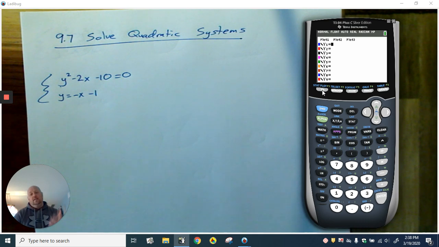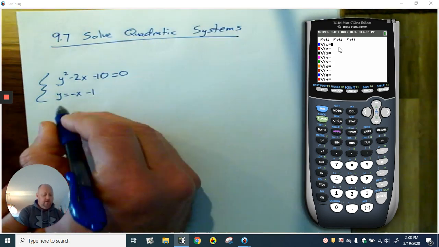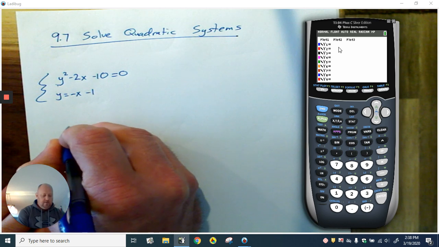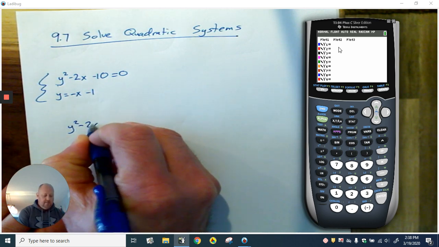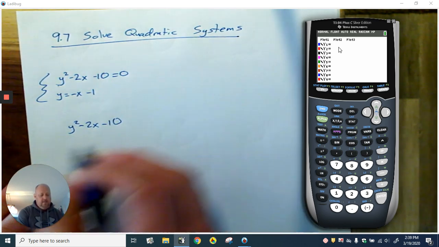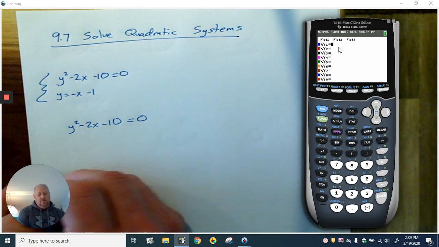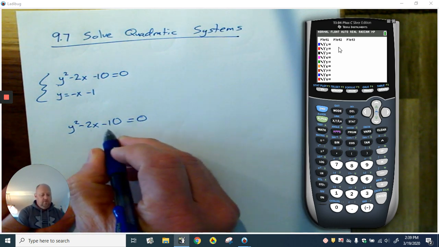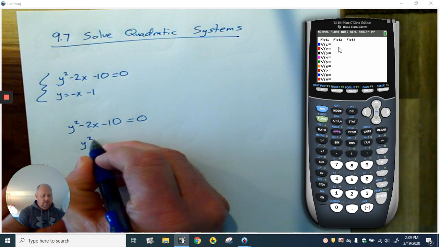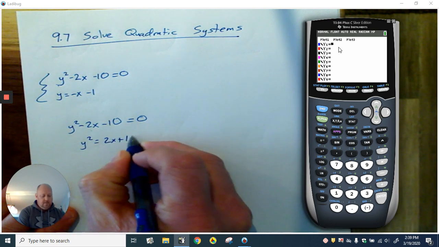Now, the problem with the graphing calculator is we have to get the equations to the point where we have y equals. So the first thing we have to do is take that first equation, y squared minus 2x minus 10, and get it to where it says y equals. So we can move the 2x and the 10 over, and we get y squared is equal to 2x plus 10.